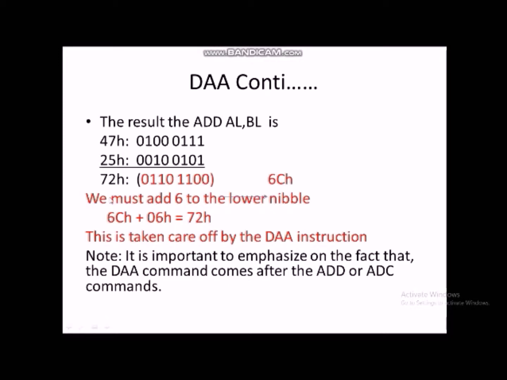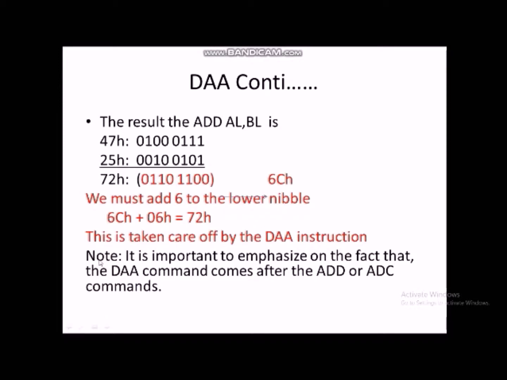So we must, in our code, do the addition of 6 to the lower nibble to get 72. But now, the DAA is the instruction that is responsible to automatically correct this mistake. So after doing the addition, after the add instruction, the DAA instruction has to follow. Once the DAA instruction sees 6CH, it will autocorrect itself by adding 06H to this result, and we're going to get 72, which is what we expect to have in the first place.